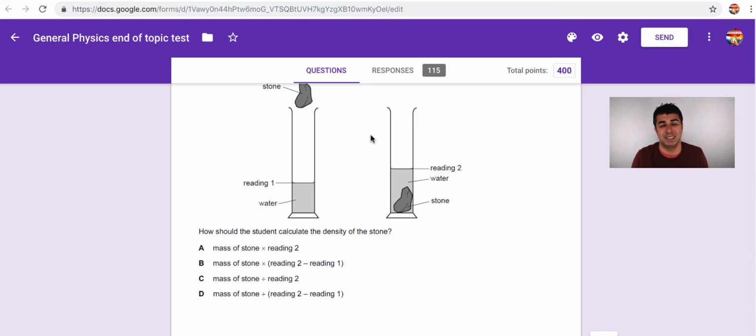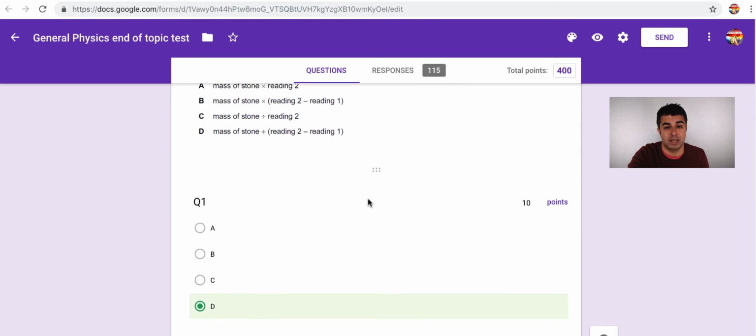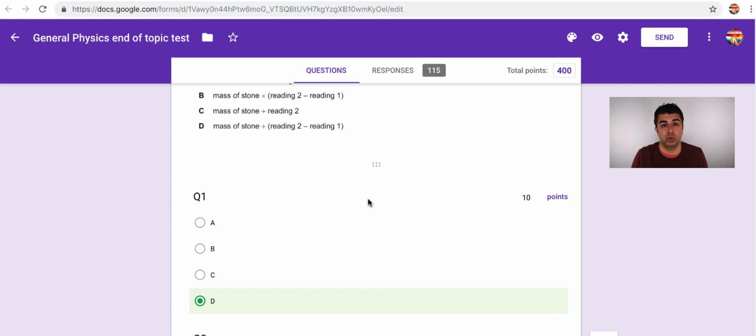Well, the formula for density is quite clearly mass divided by volume. And what the student needs here is the volume of the stone, because it's already been said that he's measured the mass previously. So how does he measure the volume of the stone? Well, it's quite clearly reading 2 subtracted reading 1. So it's going to be density equals mass divided by volume, which is the mass of the stone divided by reading 2 minus reading 1. Hence, the answer is D.